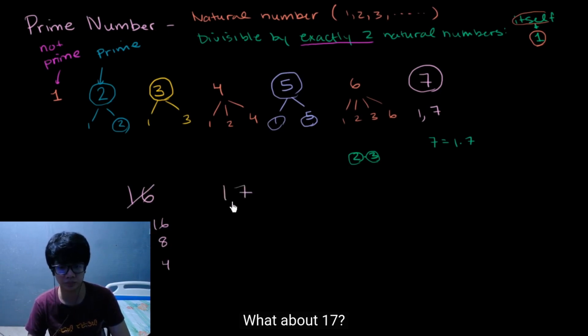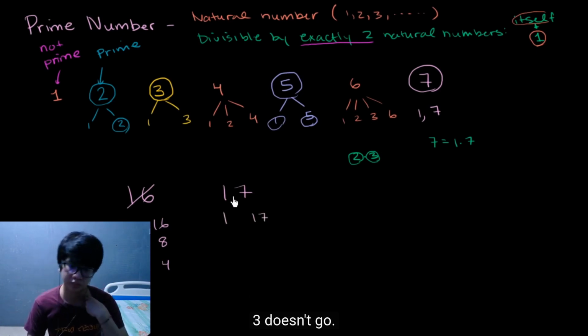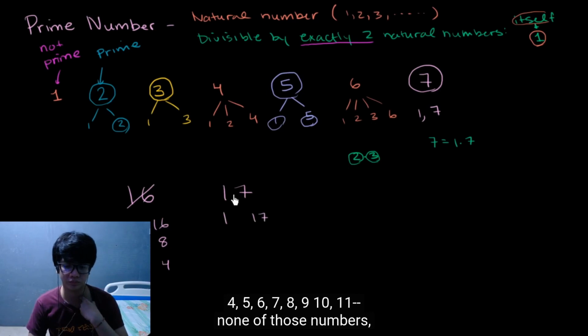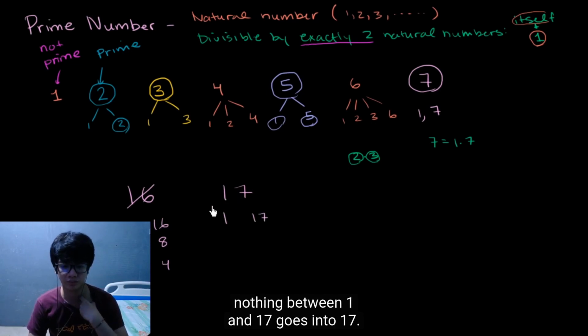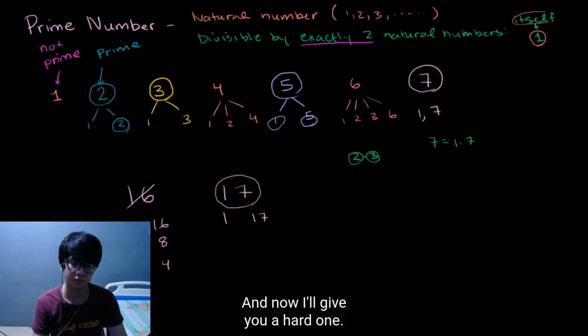What about 17? 1 and 17 will definitely go into 17. 2 doesn't go into 17. 3 doesn't go. 4, 5, 6, 7, 8, 9, 10, 11. Nothing between 1 and 17 goes into 17. So 17 is prime.